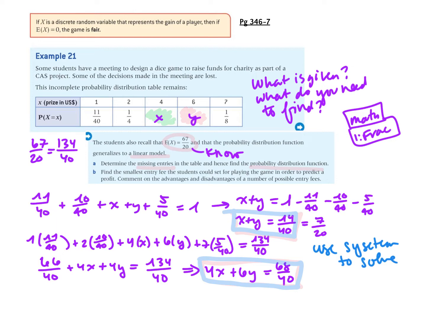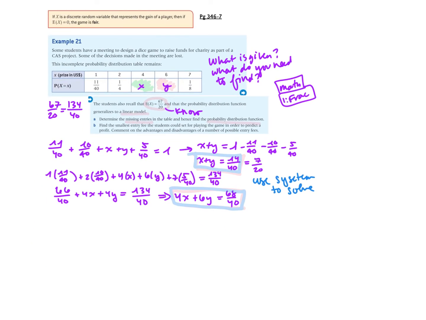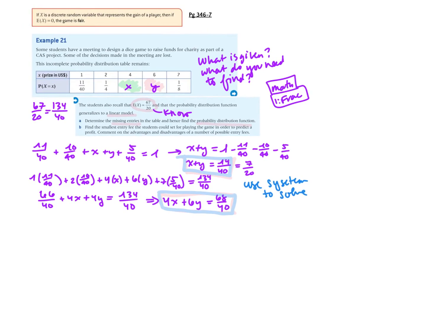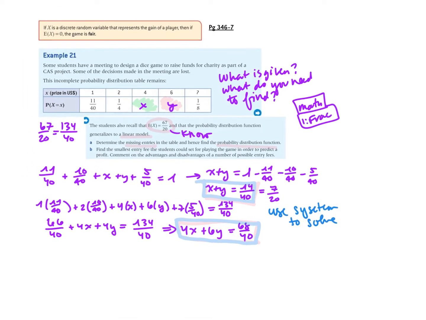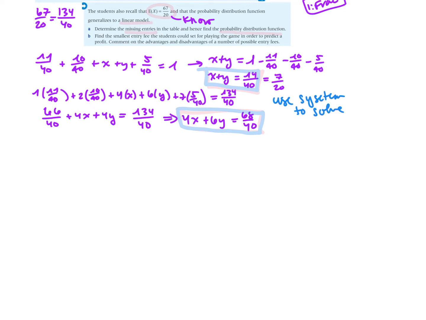Oh my gosh, my notes are so messy. Okay, this is good. It's been a while. I'm going to move this up, well, yeah, it's fine. Everything is fine. I'm going to keep blue. Okay, so I'm going to use substitution.